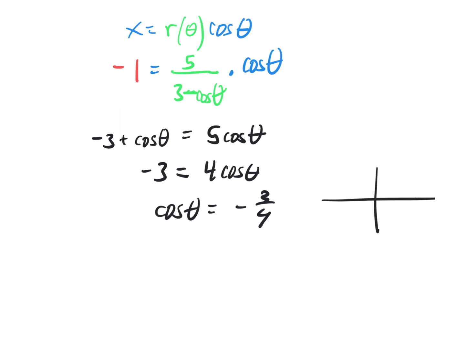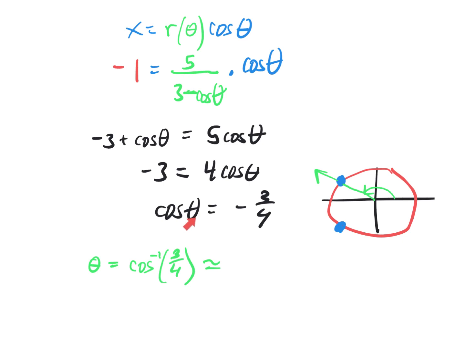Remember, on the unit circle, there will be two different angles with a cosine ratio of -3/4. That's the x-coordinate. And both of these points, one in quadrant 2 and one in quadrant 3, will have a cosine ratio, or an x-coordinate, in the unit circle of about -0.75.